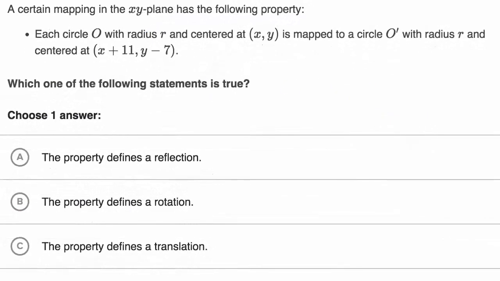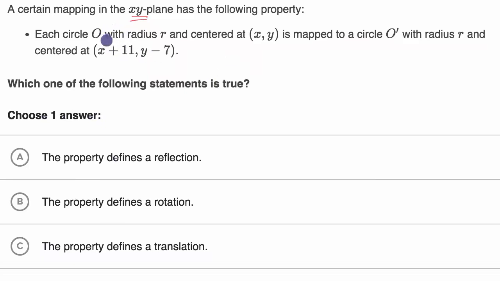So here we are told, again, a certain mapping in the xy plane. Each circle O with the radius r and centered at x, y is mapped to a circle O prime with radius r and centered at x plus 11, y minus 7. So once again, pause this video. What is this? Reflection, rotation, or translation? All right. You might be tempted, since they're talking about circles like in the last example, to think maybe they're talking about a rotation.